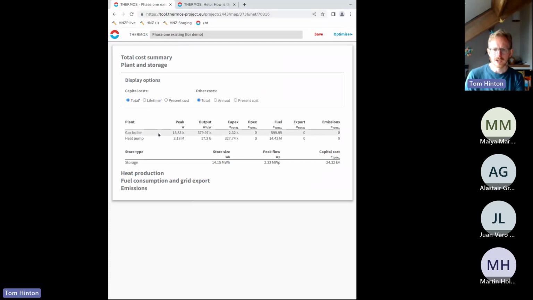But it's said I want to build a gas boiler, probably for peak, a heat pump, probably for covering most of the base, and then a bit of thermal storage, probably to balance electricity price when running the heat pump. That would be my guess as to what it's decided to do, or why it's decided to do it. And yeah, these figures you can get broken down by different types of time if you want to.